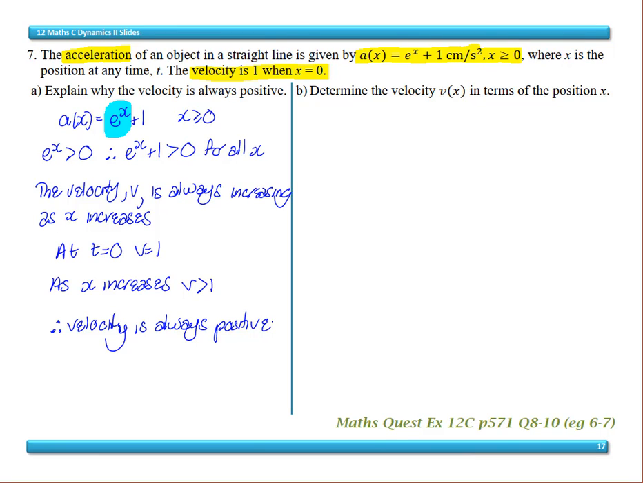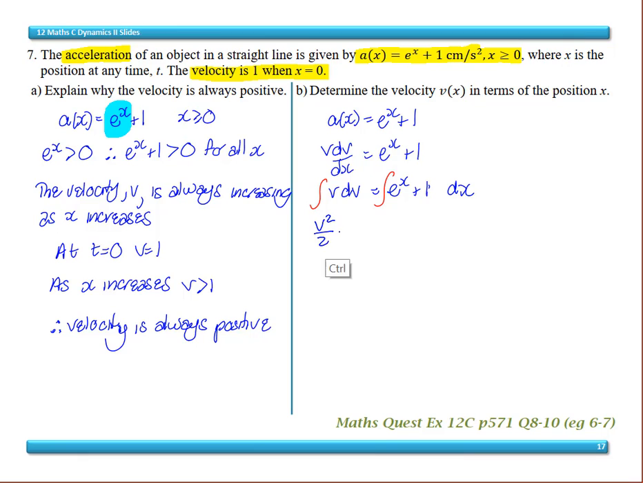Part B, determine the velocity v of x in terms of the position x. So a(x) is equal to e^x + 1. So v dv/dx equals e^x + 1. v dv has to equal (e^x + 1) dx. Integrate both sides. So that means we have v squared over 2 plus c equals e^x + x. When x is 0, v was equal to 1.